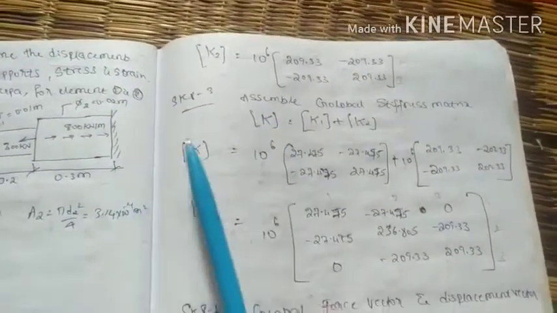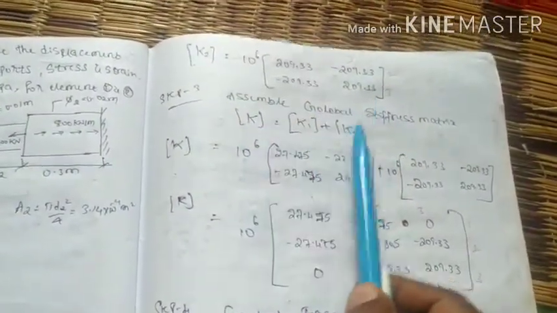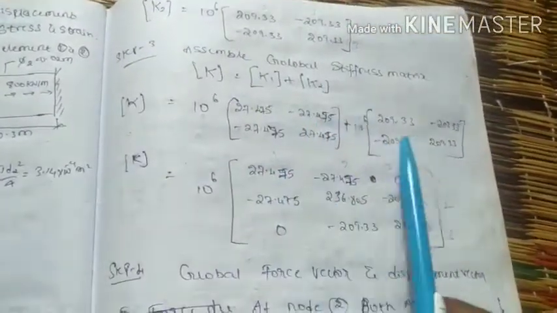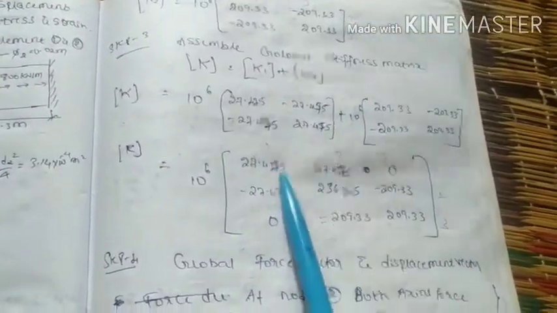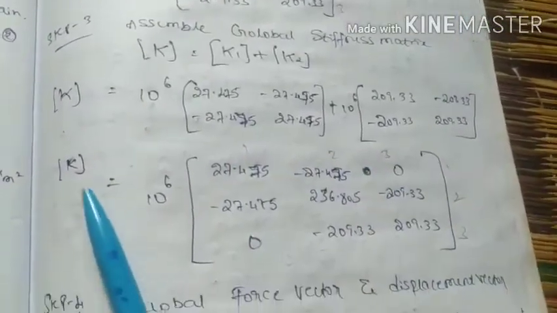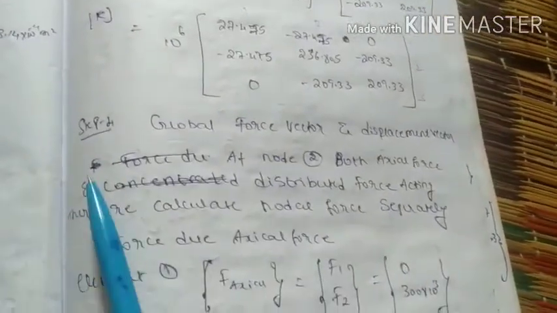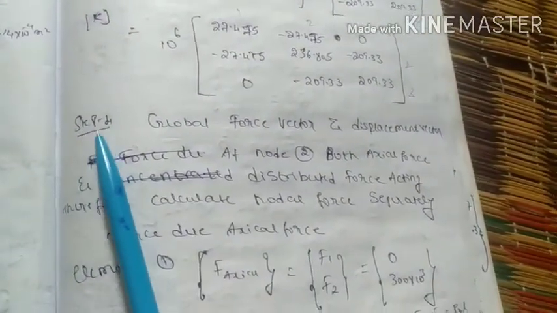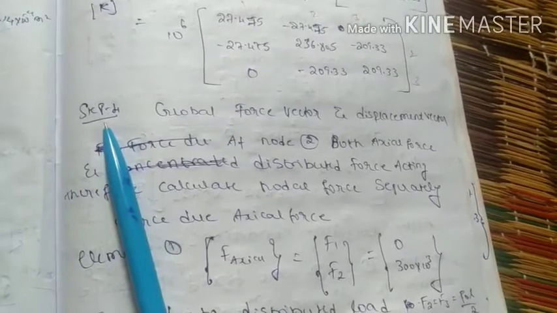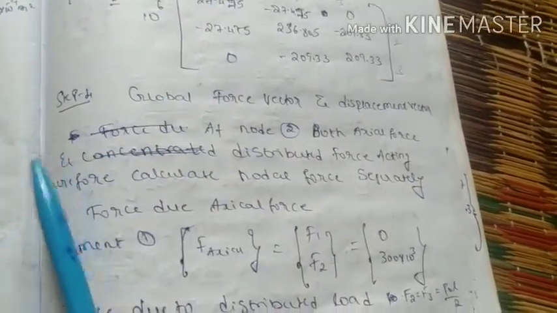And finally step number 3, we need to assemble the global stiffness matrix, that is K1 plus K2. Similarly we need to add both the things as I explained in the previous problem. You add it, you can get this much matrix. The matrix becomes a 3 by 3 matrix. And now step number 4, we need to find the global force vector and displacement vector.